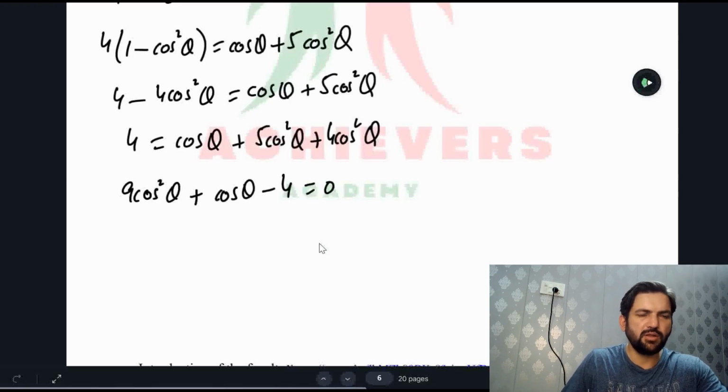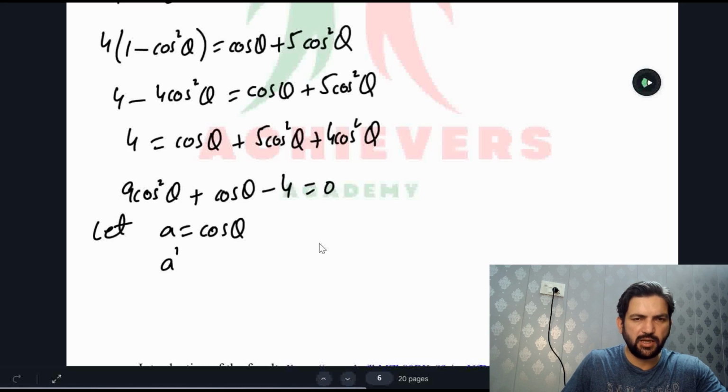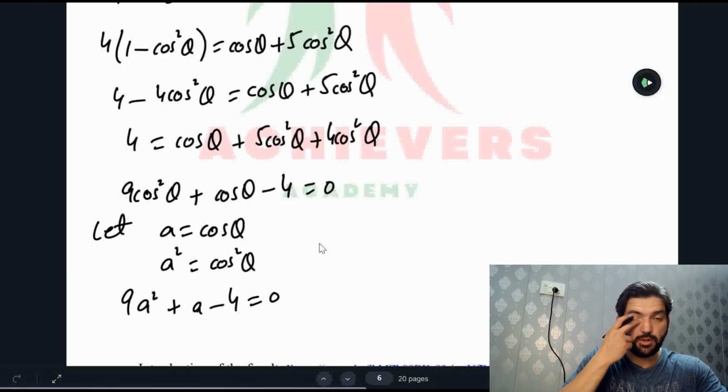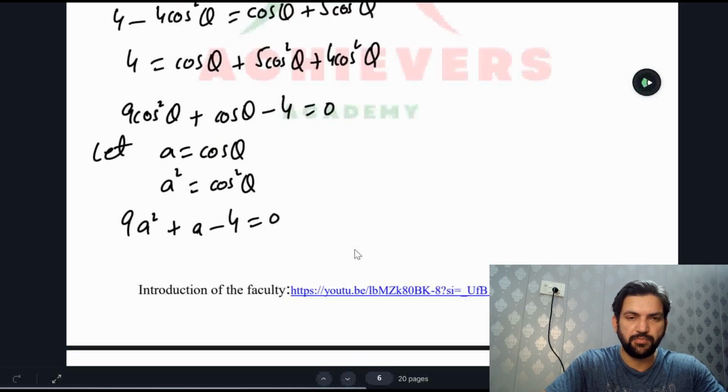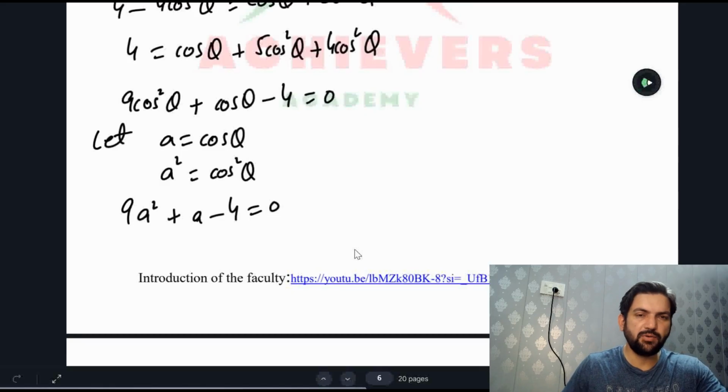If we rearrange it further, this will be 9 cos square theta plus cos theta minus 4 equals 0. Now let's use the substitution again. Let a equal cos theta, then a square will equal cos square theta. So 9a square plus a minus 4 equals 0. I hope that this is clear to all of you.